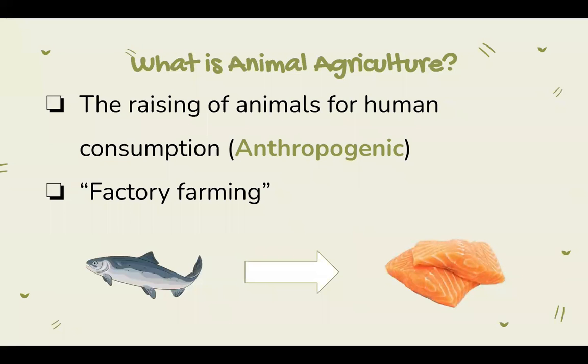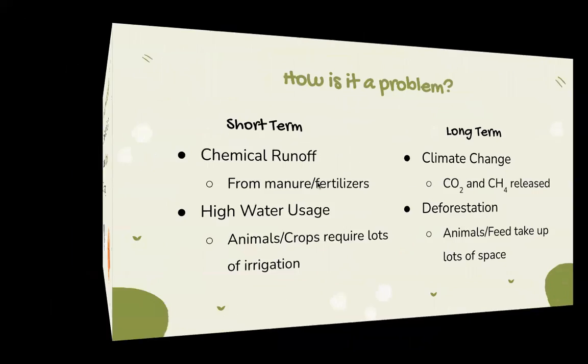The modern approach to animal agriculture is large-scale industrial farming, which does have various environmental effects, as we're going to see. Some examples of this might include feedlots for cattle or pigs, or fish farms, such as the salmon over here that gets turned into salmon fillets.